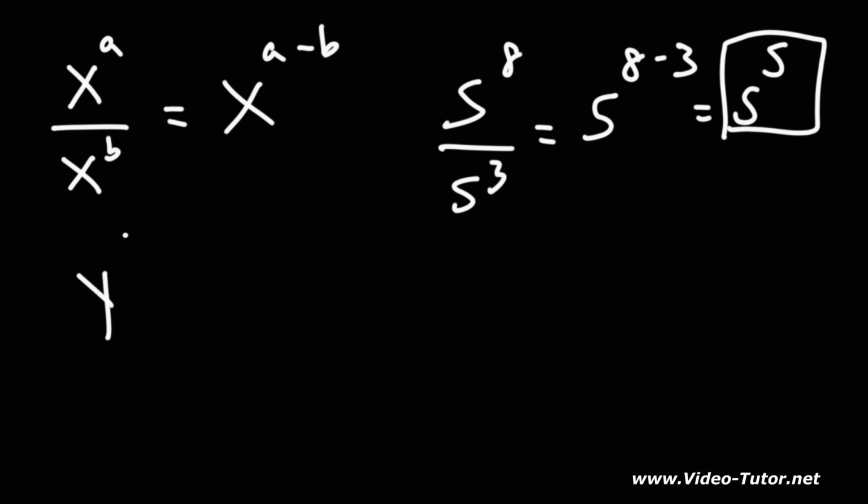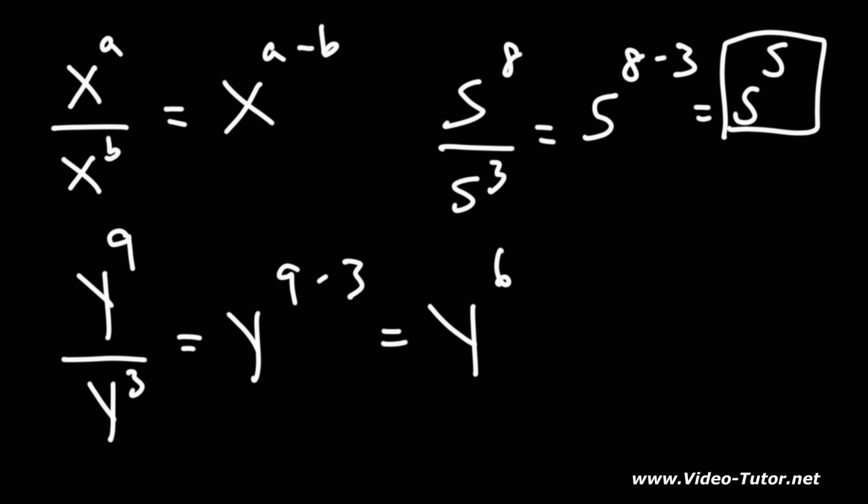Let's say if you have y to the 9 over y cubed. This will be y to the 9 minus 3, which is y to the 6.